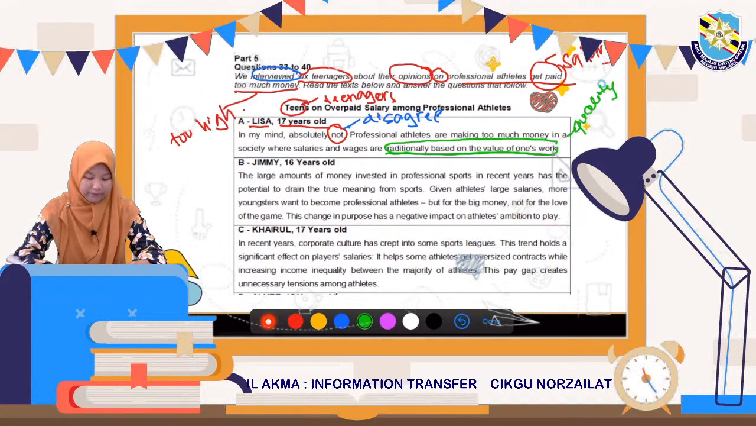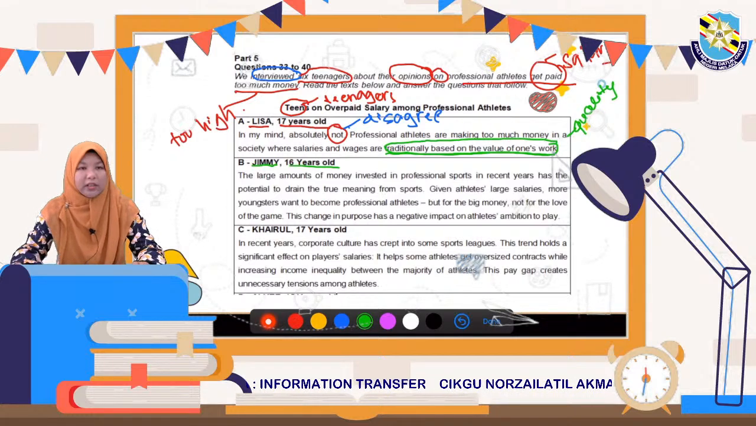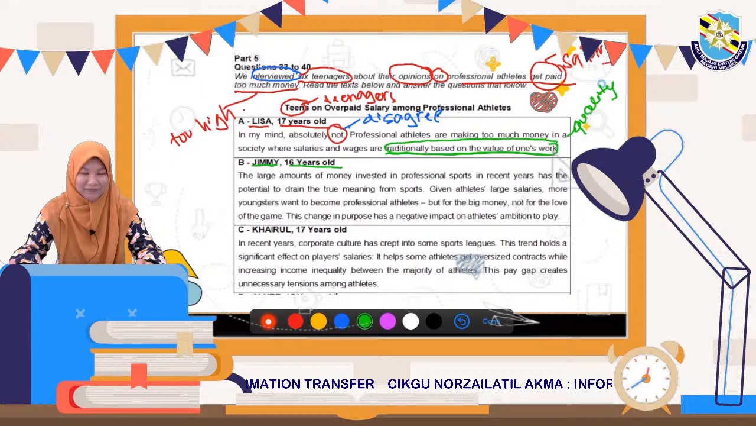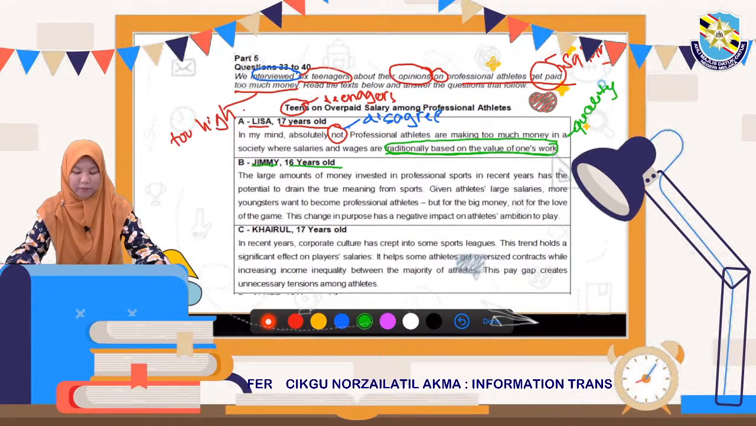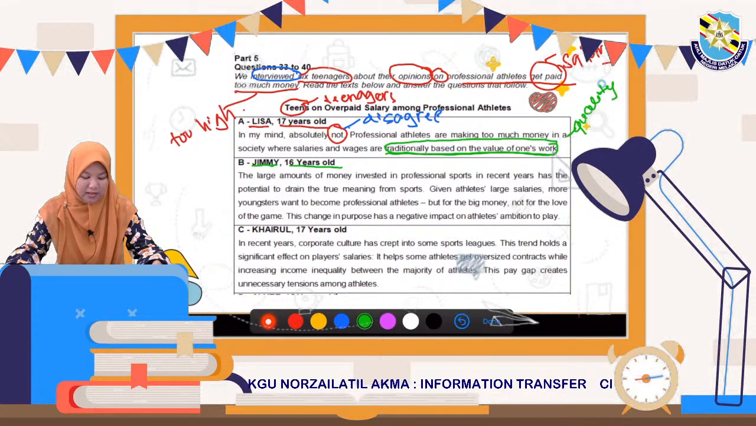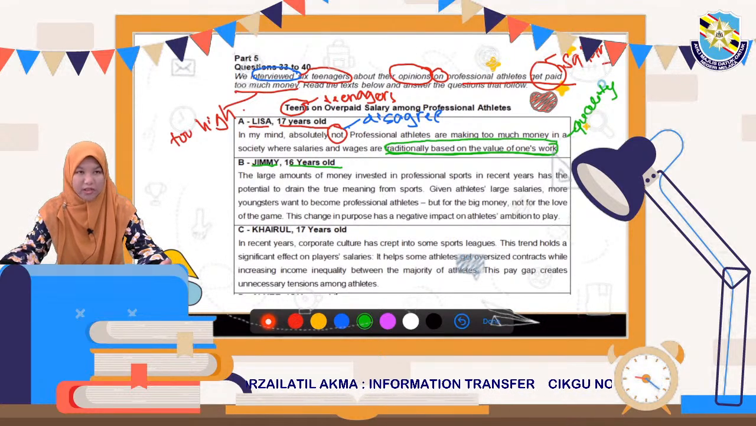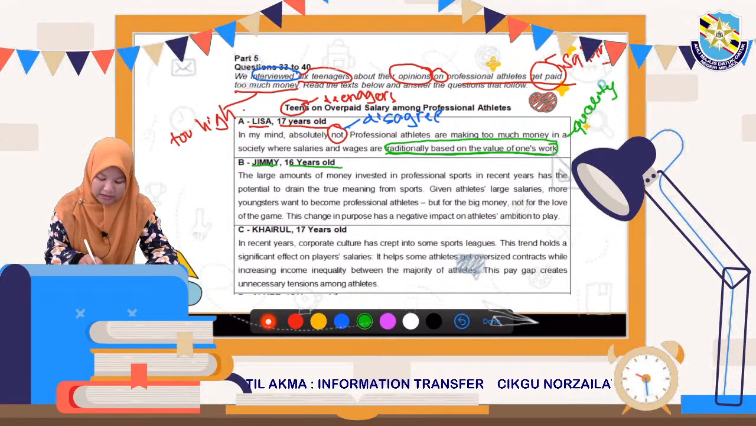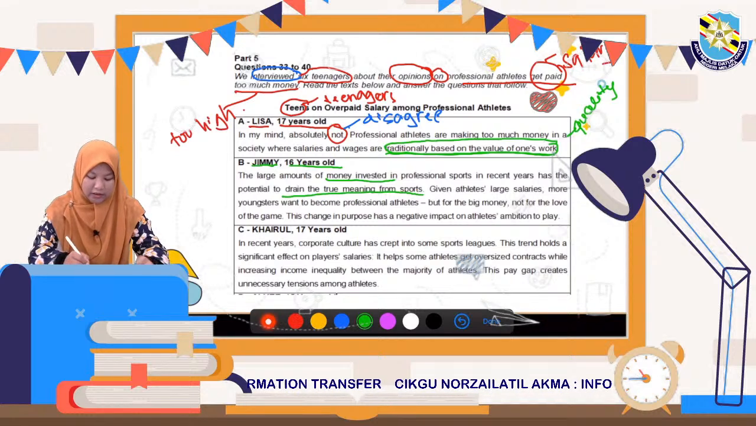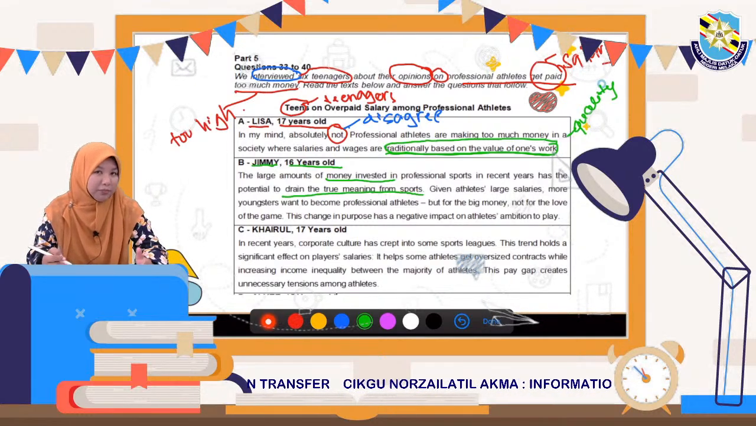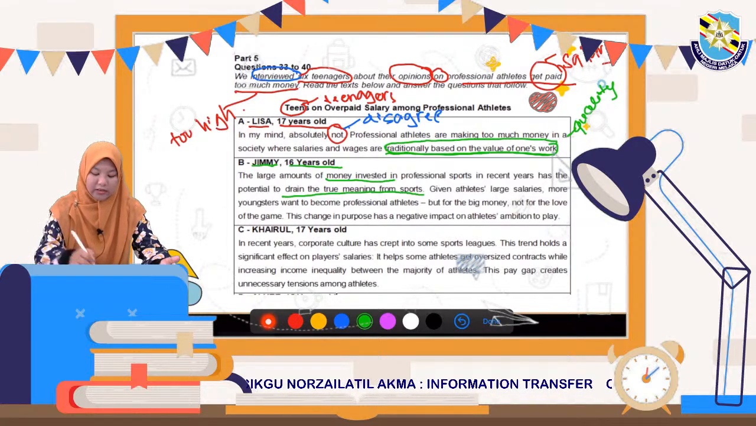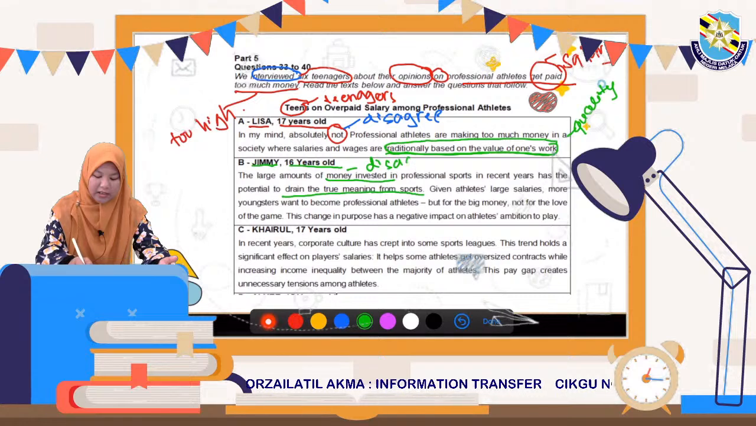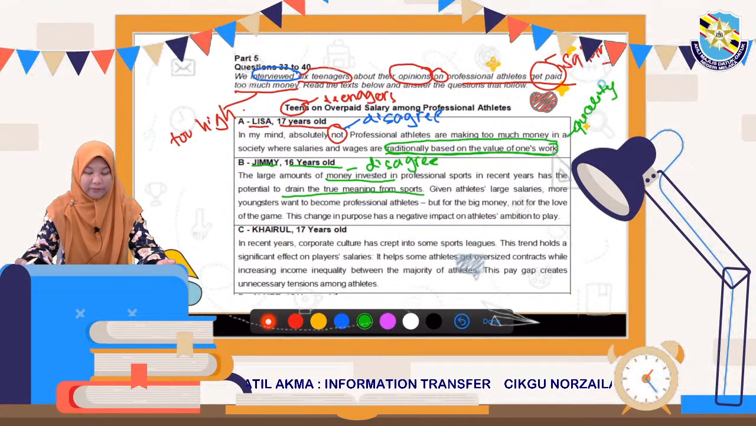Proceed to Jimmy. Jimmy is 16 years old. He is in Form 4. Jimmy said the large amount of money invested in professional sports in recent years has the potential to drain the true meaning from sports. Jimmy thinks that the money invested will drain the true meaning of sports. If you notice, Jimmy does not give a straight yes or no opinion like Lisa. But based on these two keywords, you know that Jimmy also disagrees with the situation.